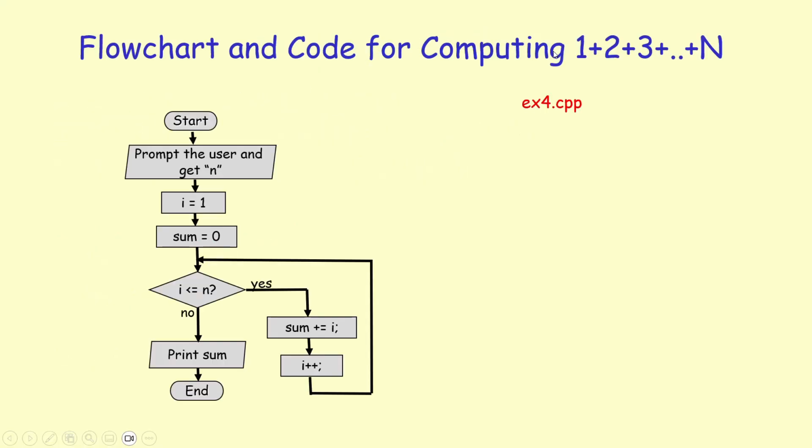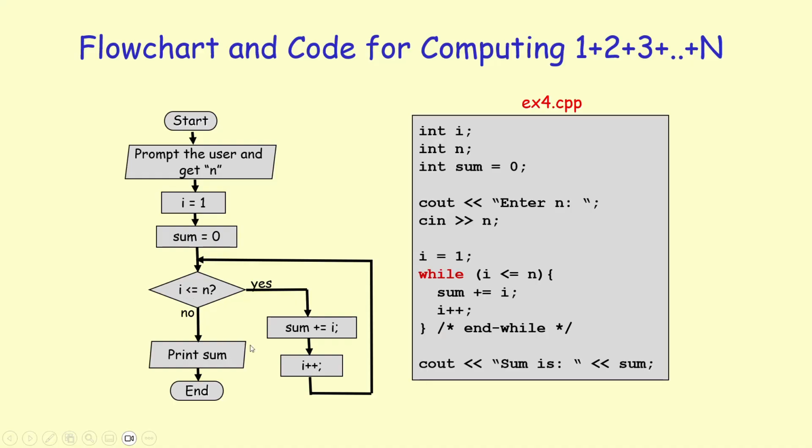So here is the pseudocode for it. Prompt the user and get n. i is initialized to 1, the running sum is initialized to 0. For as long as i is less than or equal to n, we get into the body of the while loop. We say sum plus equals i, and then increment i and go back to the beginning of the while loop. When i exceeds n, we get out of the while loop and print the sum on the screen. And here is the code for it.